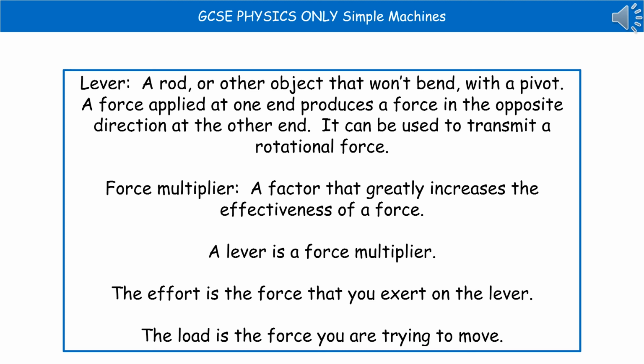When we're referring to a lever, that's a rod or other object that won't bend that has a pivot. So when we apply a force at one end, it produces a force in the opposite direction at the other end. So we can use it to transmit a rotational force. If we're talking about a force multiplier, this is a factor that greatly increases the effectiveness of a force, and a lever is a good example of this. The effort is the force that you're exerting on the lever, and the load is the force you're trying to move.